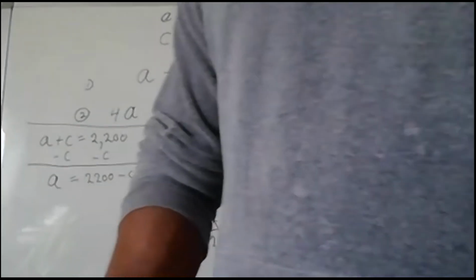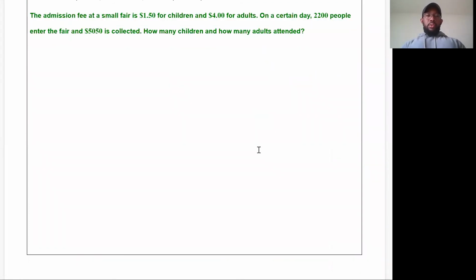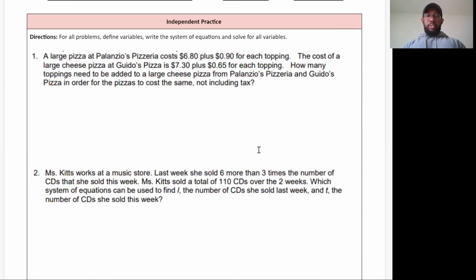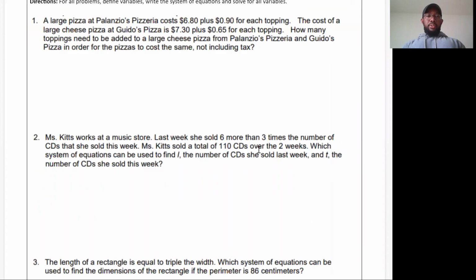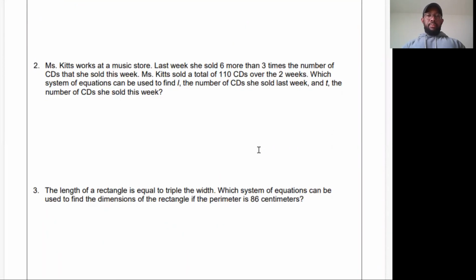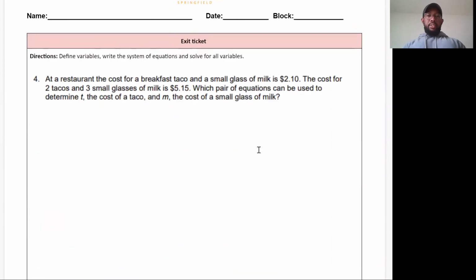All right, guys, let me share my screen with you one more time. So I'm going to go back here. I'm going to share. All right, there. So that's the example we just did. Now you are going to do the independent practice as usual. There are 3 problems, and then your exit ticket. And you're going to submit your exit ticket.